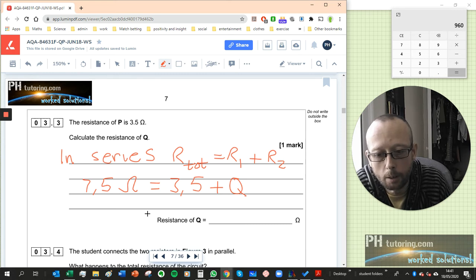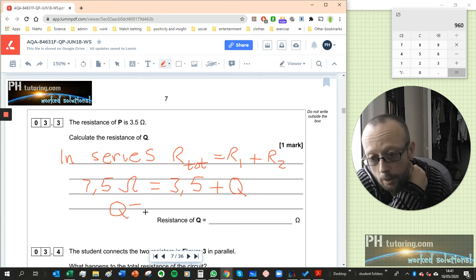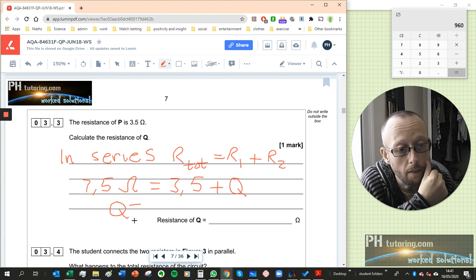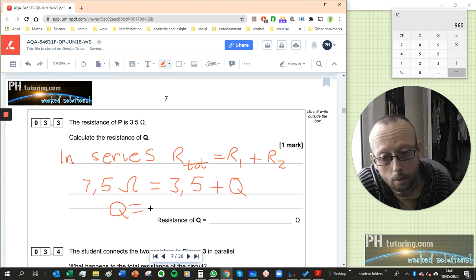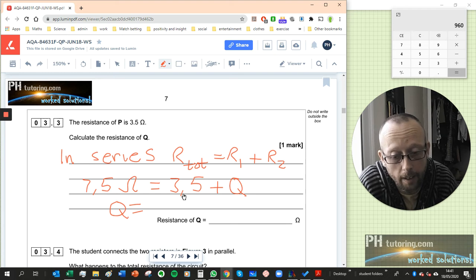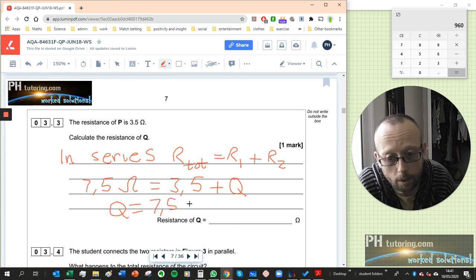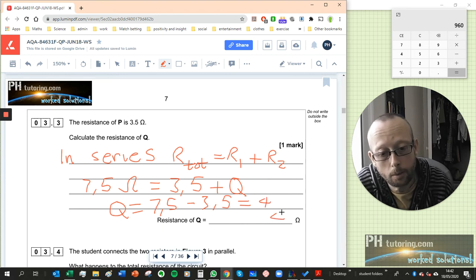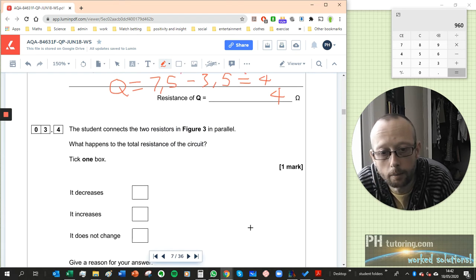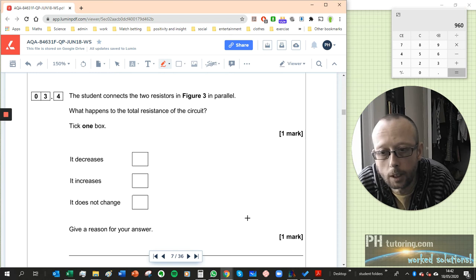So what's Q going to be? Well, Q is going to be 7.5 take away 3.5, because what we're saying is, what do we need to add to 3.5 to make it 7.5? We can see from thinking about it like that, it's going to be 4. But just to show, we have to add 4 to 3.5 to make it 7.5. So 7.5 take away 3.5 equals 4. So that's what you'd write down. Okay, so 4 ohms.